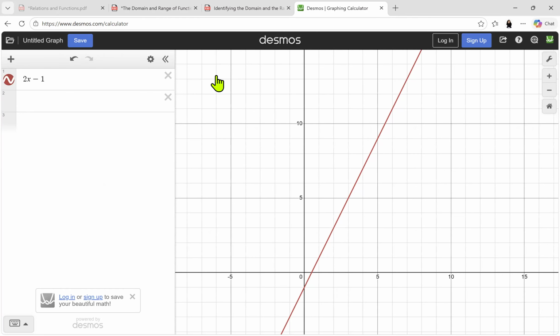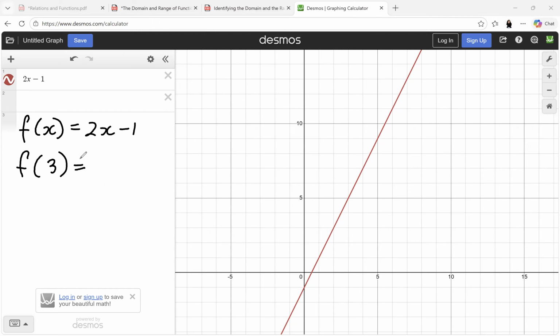I would write this function with function notation: this is the graph of f of x is equal to 2x minus 1. So Isabel, if I wanted to know what f of 3 is, what is f of 3 from the graph? F of 3. It's 5. It is 5, right?